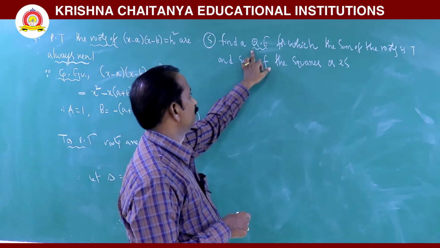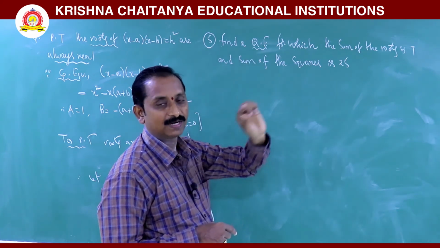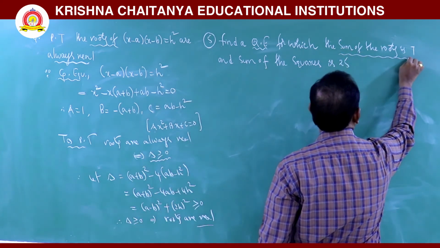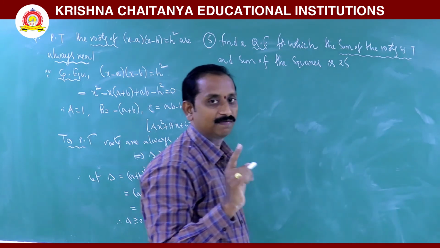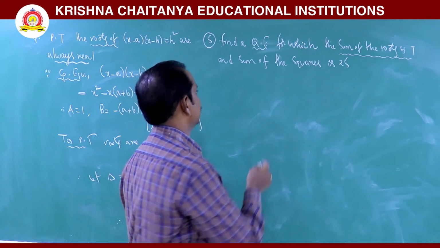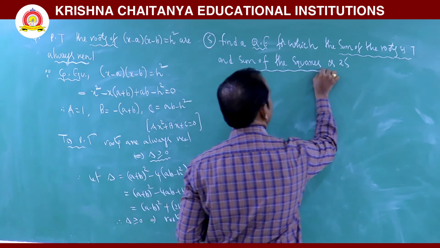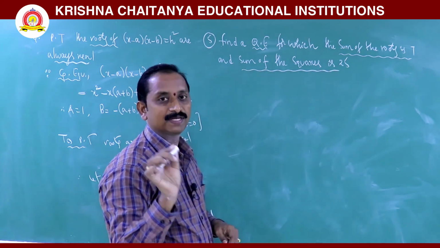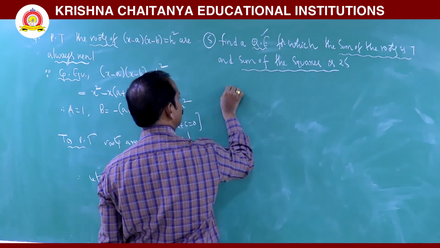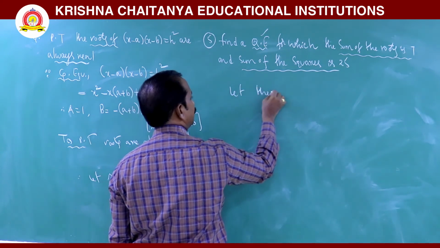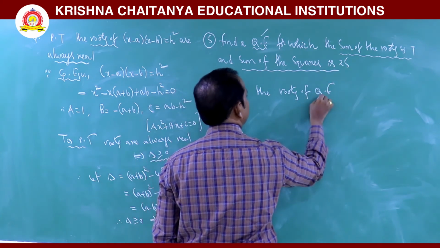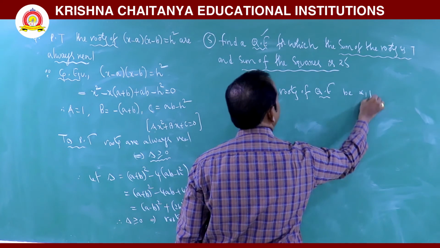Here, to get a quadratic equation using the conditions, what are the conditions given in the problem? Sum of the roots is 7. Let us consider the roots be alpha and beta. So indirectly alpha plus beta is equal to 7. Next, sum of the squares is 25, meaning alpha square plus beta square is equal to 25. We need a quadratic equation. So let the roots of the quadratic equation be alpha comma beta.